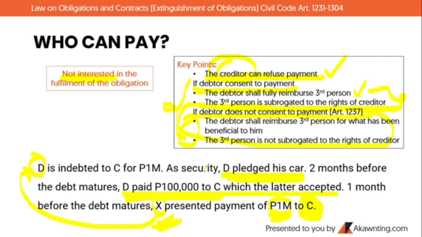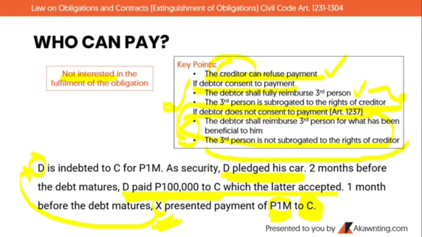Hanggang magkano lang ba na-benefit si D doon sa pagbabayad ni X ng 1 million? Hanggang 900,000 lang. Kasi 900,000 na lang yung utang niya. Okay, ganun lang kasimple yun. So, kapag tinanong kayo, magkano ang pwedeng singilin ni X mula kay D? At this point, dahil hindi naman nag-consent si D dun sa payment ni X kay C, masisingil niya lang is up to the extent na naging beneficial yun kay debtor.